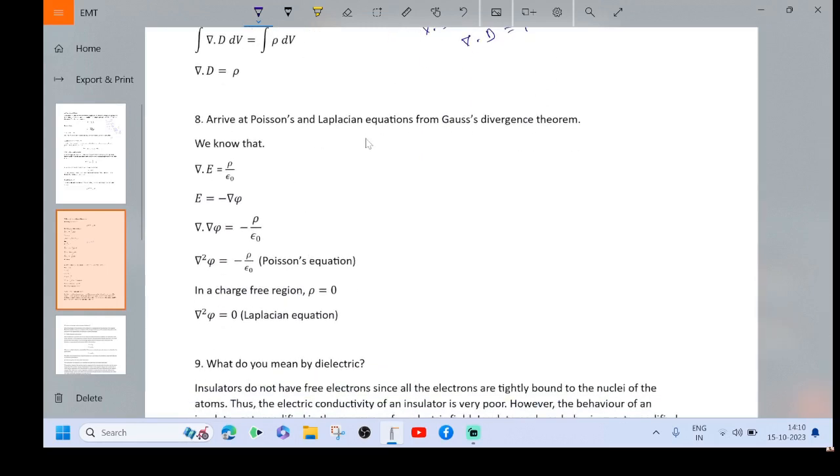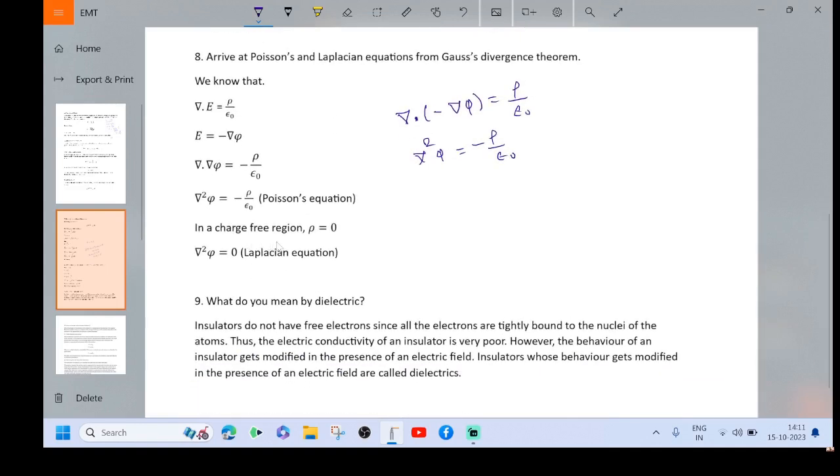Arrive at Poisson's and Laplacian equations from Gauss divergence theorem. We know that div E equal to rho by epsilon naught, but E equal to minus grad phi. If you substitute del dot minus grad phi, which is equal to rho by epsilon naught, we can get del square phi equal to minus rho by epsilon naught. This is called our Poisson's equation. In a charge-free region, rho equal to 0. At that stage, this Poisson's equation is reduced into Laplacian equation. Here, del square is dou square by dou x square plus dou square by dou y square plus dou square by dou z square. This is called a Laplacian operator.